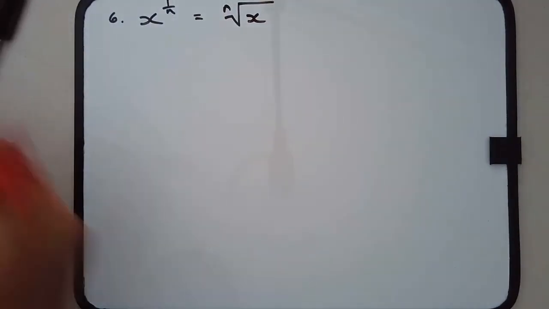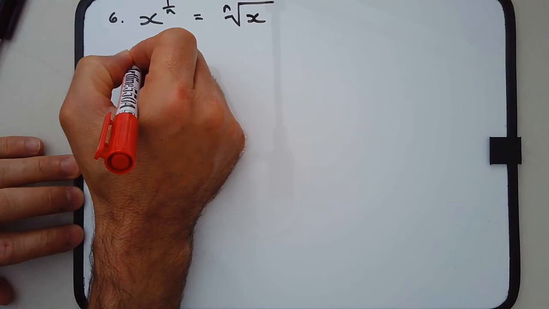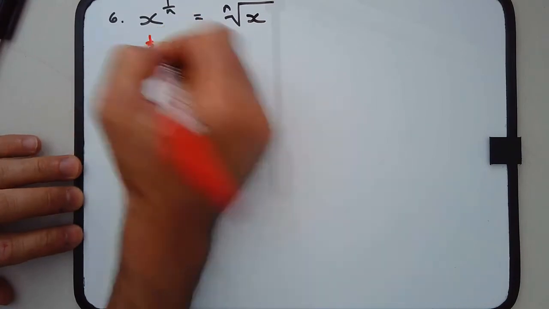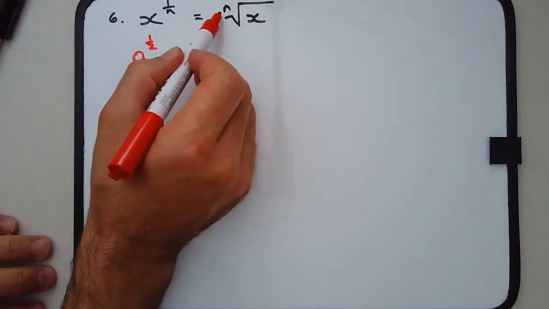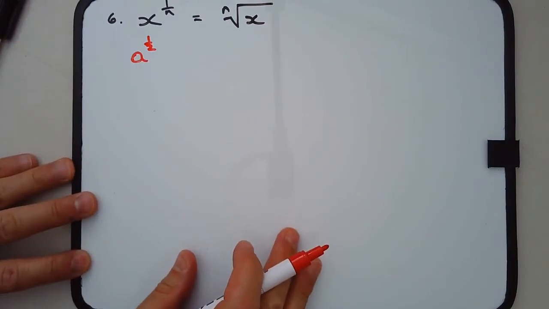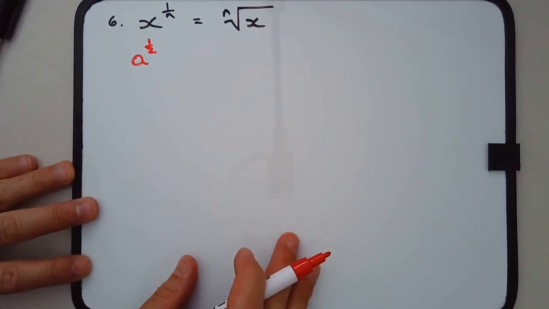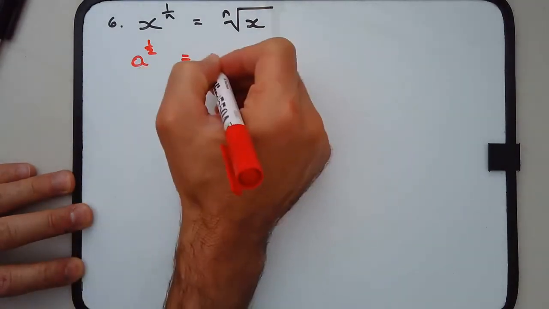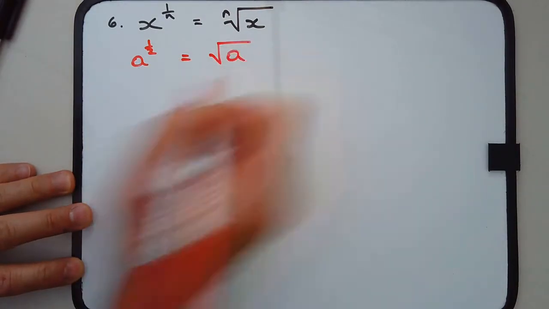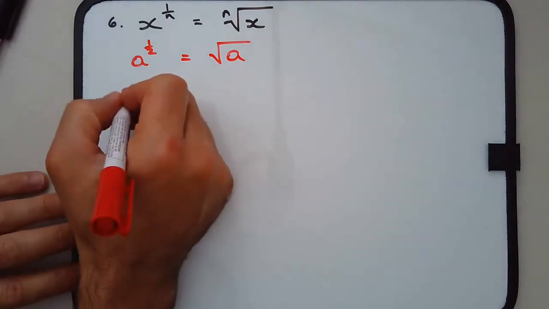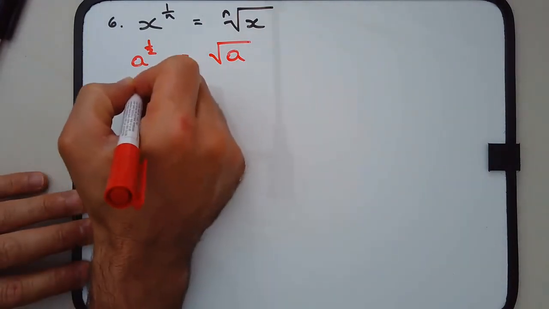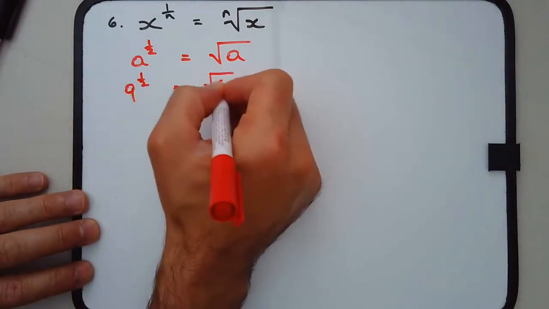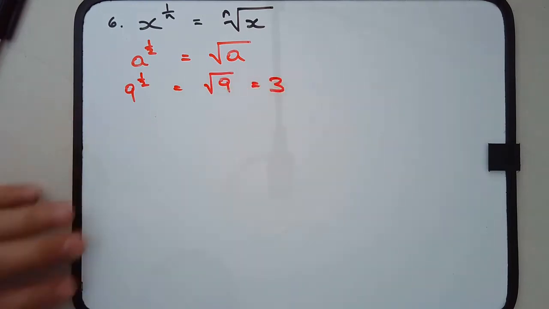So let's have a look at some examples of this. If we had, for example, a to the power of half, when the n is a 2 here. All right, so a to the power of half really is the square root of a. If we had, for example, 9 to the power of half, that is really just the square root of 9, which is, of course, 3.